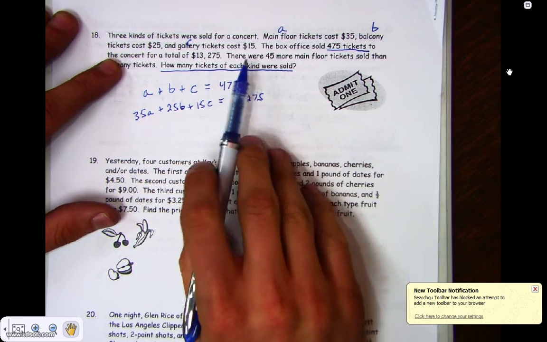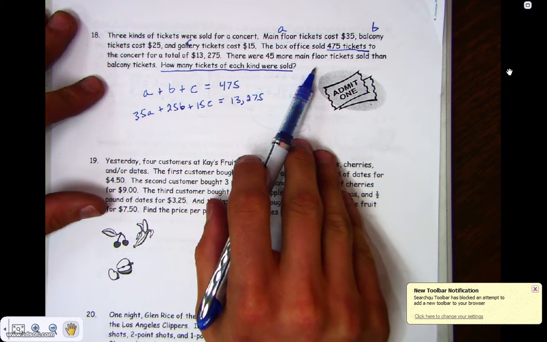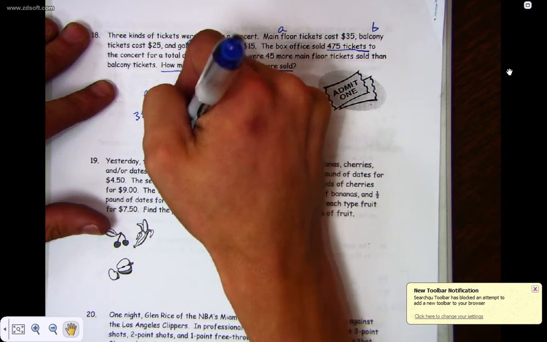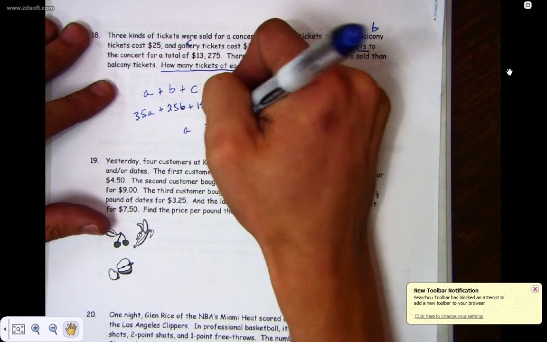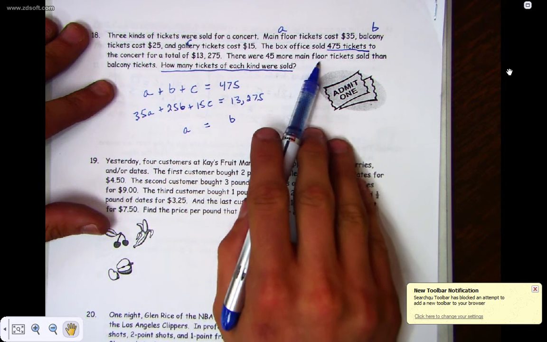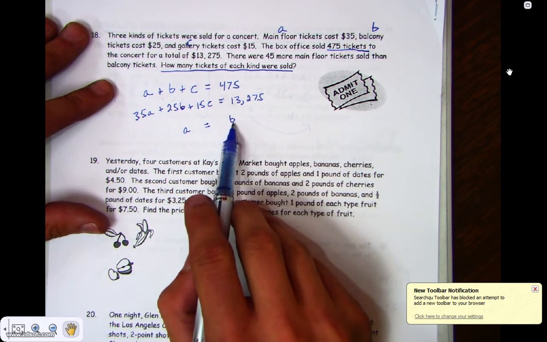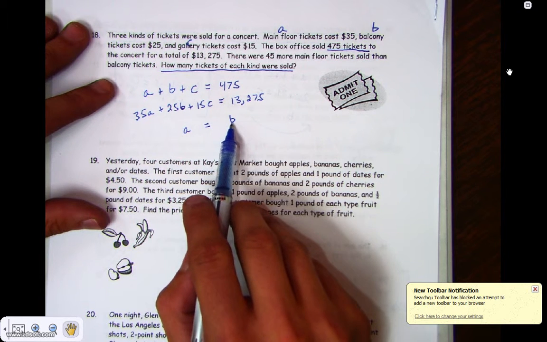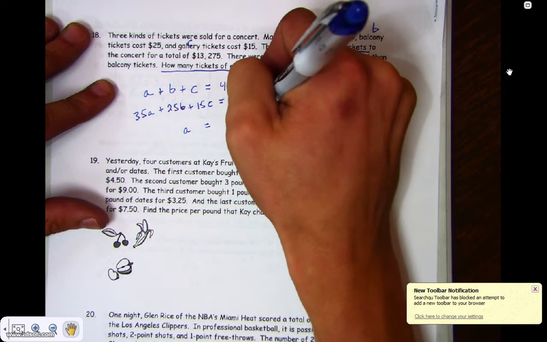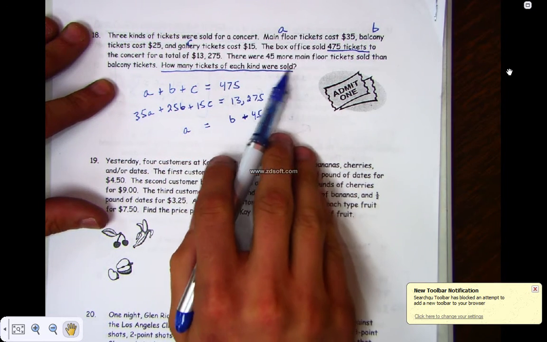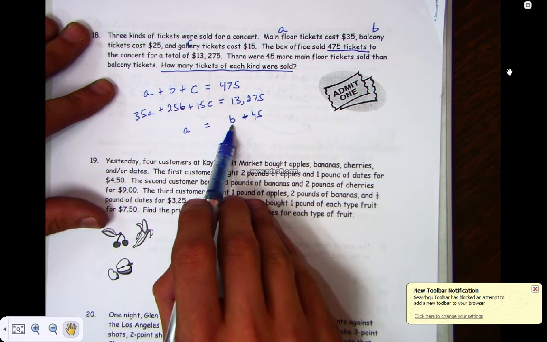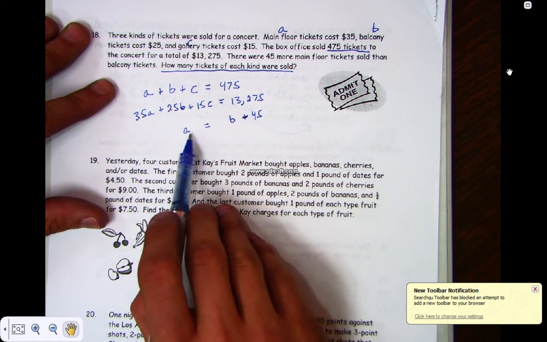One more question. There were 45 more main floor tickets sold than balcony tickets. So we're comparing the main floor tickets and we're comparing balcony tickets. Now which one has more? 45 more main floor tickets. So A is bigger than B. So B is less than A. I would need to add something to B to get it to equal A. I'm going to add 45 to B. See, again, there are 45 more of these tickets than B. So B has 45 less tickets. I need to add 45 to B to get it to equal A.